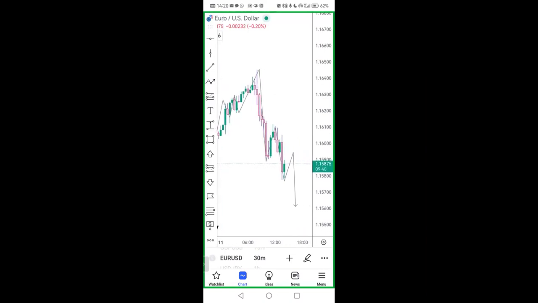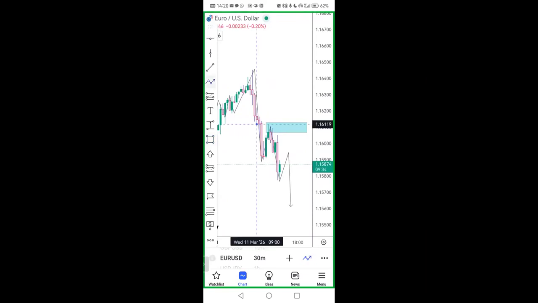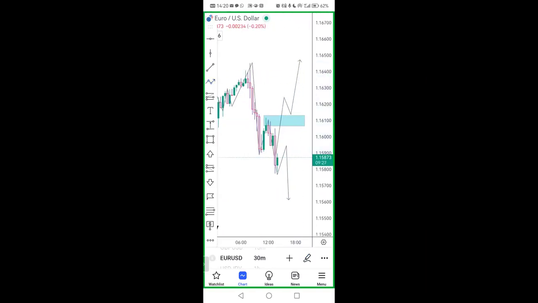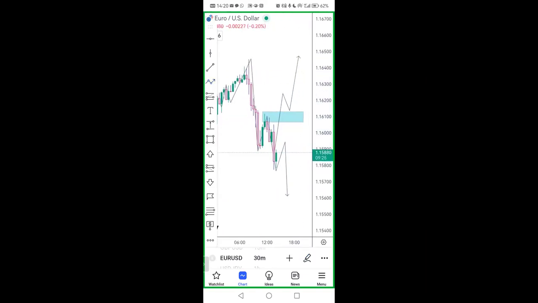Okay, so where is my line in the sand? My line in the sand will be up here. As long as price does not break above these highs here, then that's fine. If it breaks above the highs, I'll be looking for potential to go long. But as long as it's still below it, we'll be looking for potential to just continue downwards as it is doing right now.